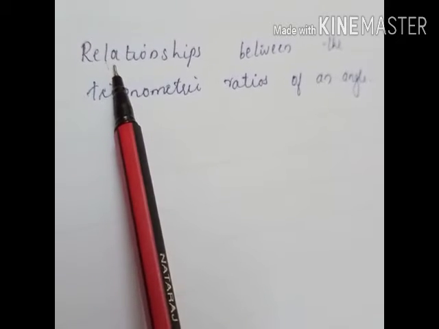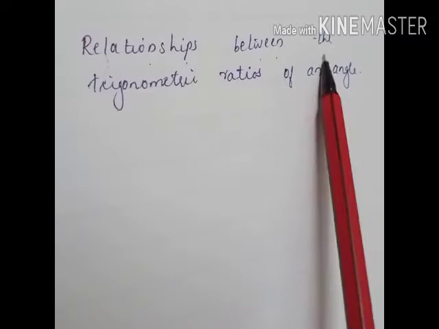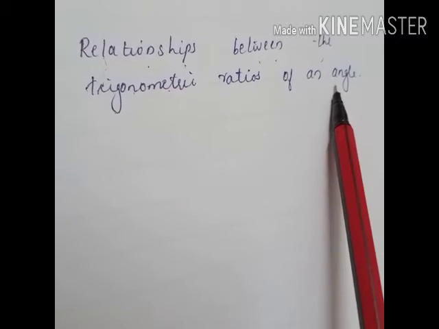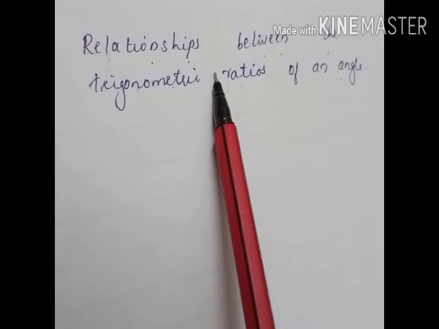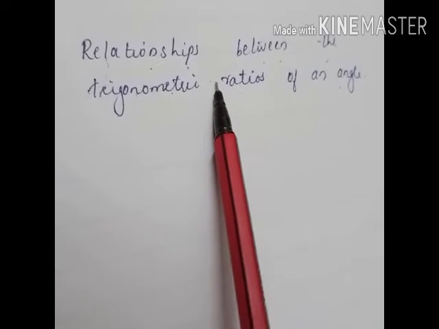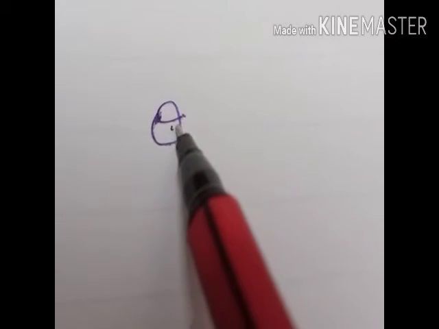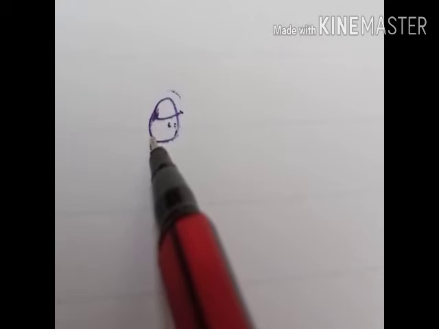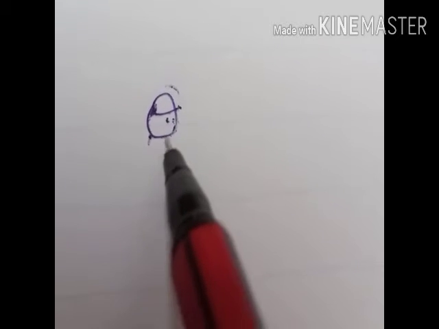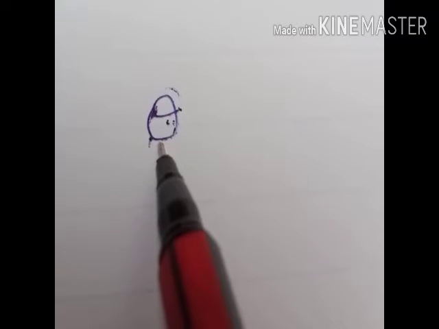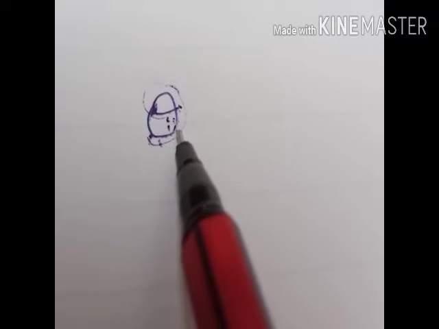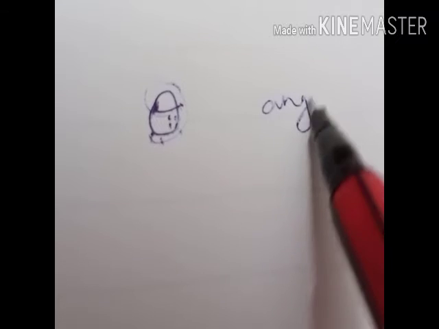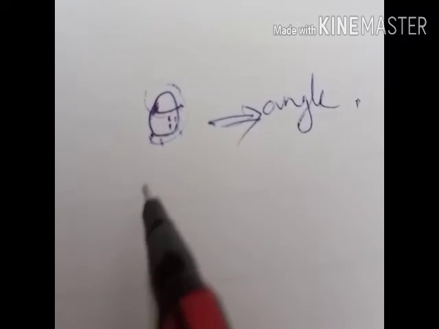Next, we have to discuss the relationships between the trigonometric ratios of an angle. Before that, we have to know about theta. What is theta? This symbol is known as theta. This is a Greek letter. We generally use it to denote an angle, just like a variable.